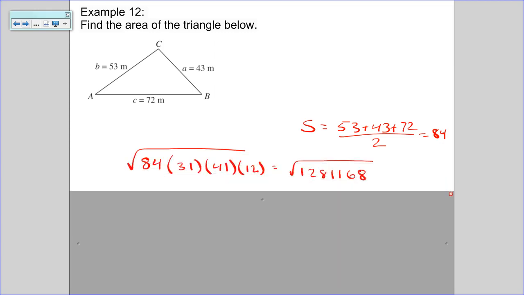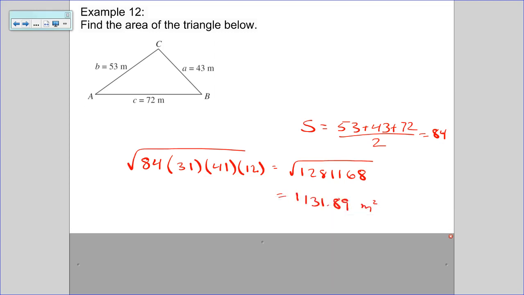All right, we plug that into our formula, and we get, oh, one of my favorite numbers, the square root of 1,281,168. Oh, what are the odds? And that simplifies down to about 1,131.89 square meters.